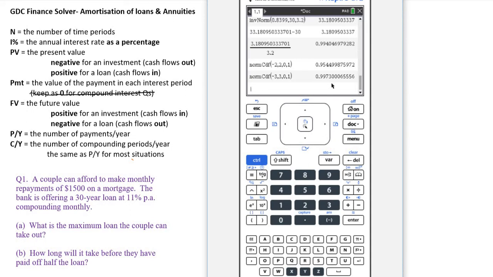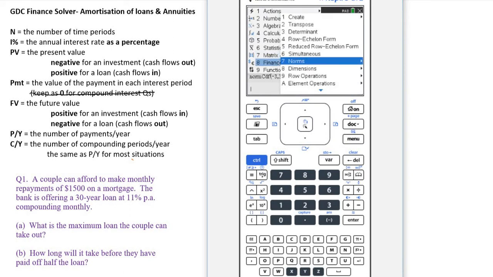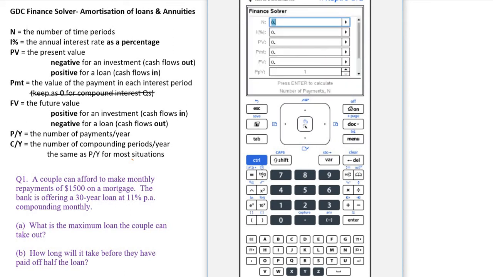If we look at question 1, we've got a couple affording to make monthly repayments of $1,500 on a mortgage. The bank is offering a 30-year loan at 11% per annum compounding monthly, and we want to work out the maximum loan. So if we get our finance solver up, we can start entering the values. So N is for 30 years with monthly compound, so 360 payments in total.